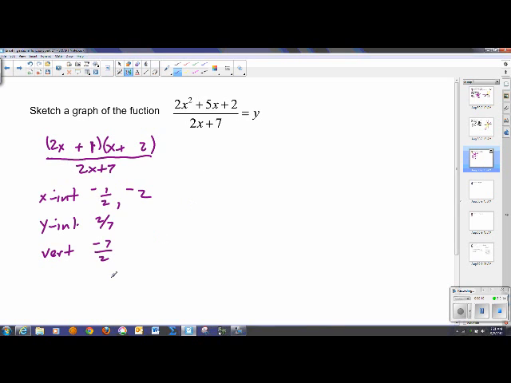And then for my slant, I'm going to do my long division again. (2x squared plus 5x plus 2). 2x times what is 2x squared? That's just an x. So I have a 2x squared plus 7x that I'm going to now subtract. (-2x plus 2). 2x times what is -2x? It's a -1. There's my slant.